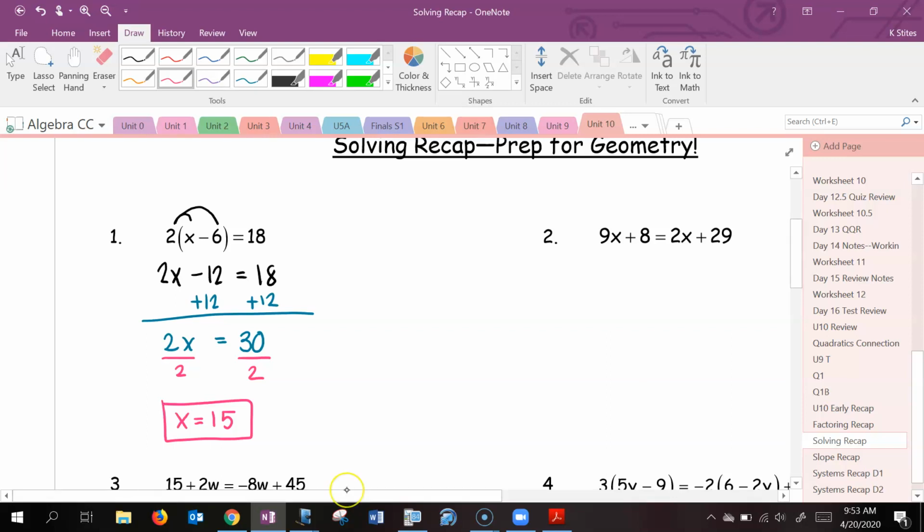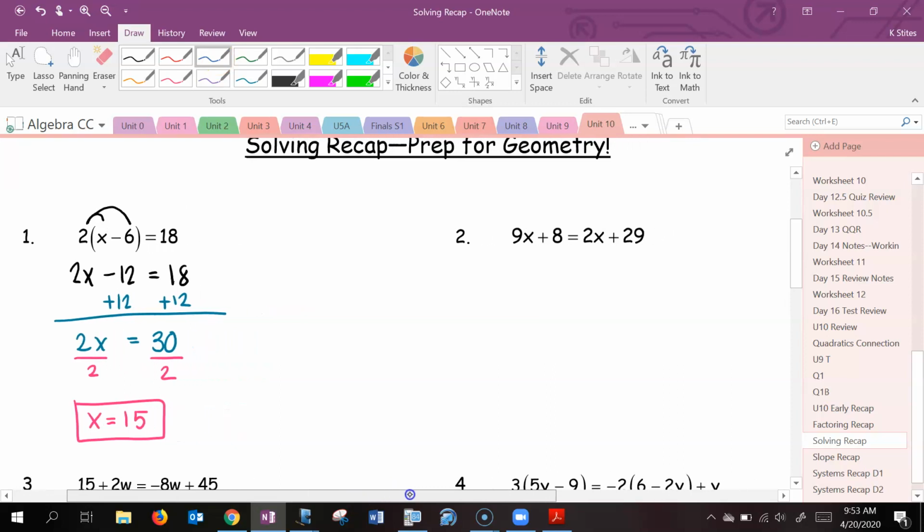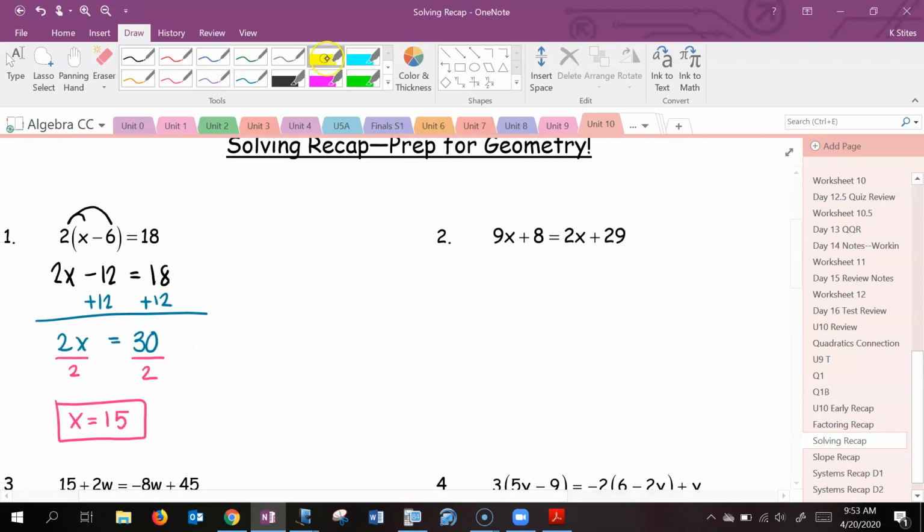We will go on to number 2, and notice you'll have variables on both sides here. This will show up a ton in geometry next year. So in general, what I said was always move your smallest variable first. So your smallest variable would be the 2x as opposed to the 9x. And we'll start by just subtracting that 2x on both sides. 9x minus 2x is 7x.